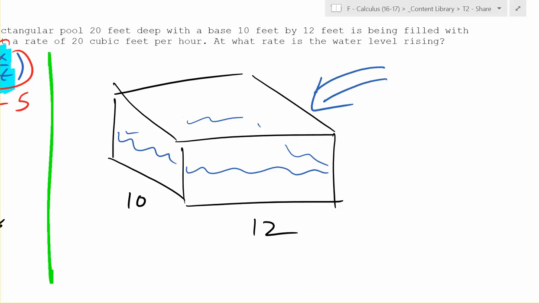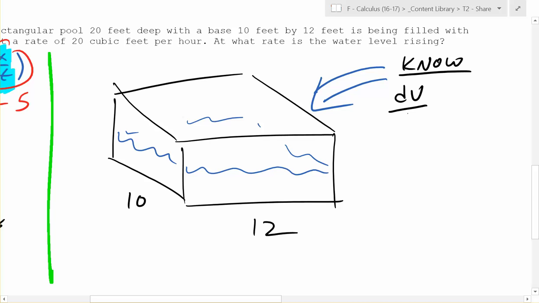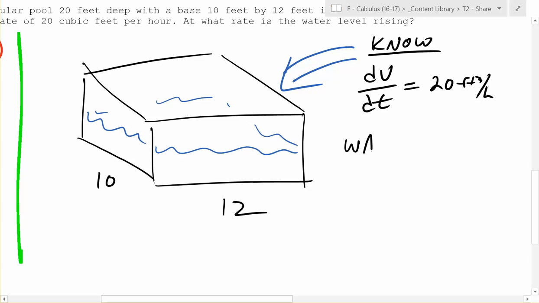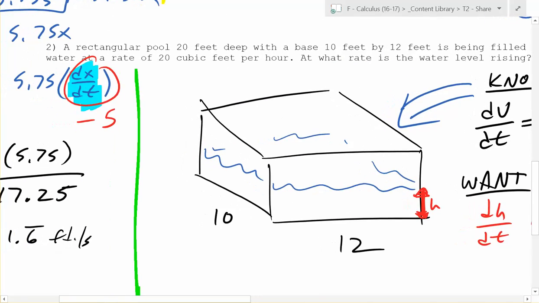Stop, just pause. So what do you know? What does it tell you? It tells you dV dt is what? 20 cubic feet per hour, right? And what do you want? You want the rate, and I don't like that R. Stop using R. So we're going to call the height of the water what? H. We want dH dt when what? When it's filling at a rate of 20 cubic feet per hour.